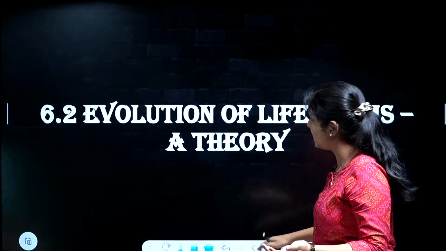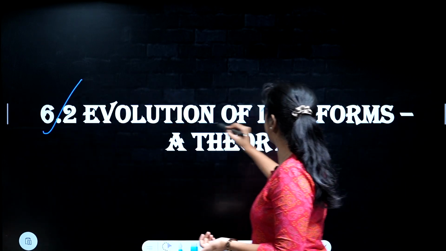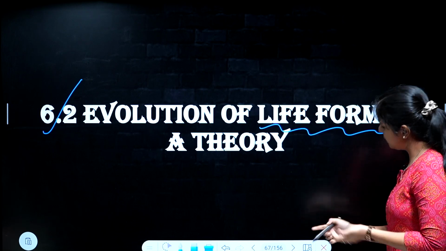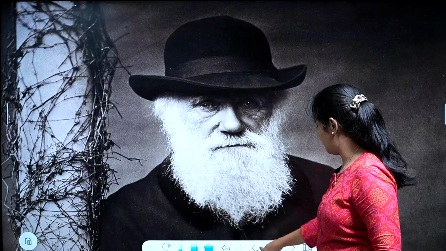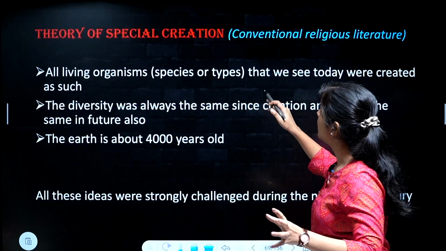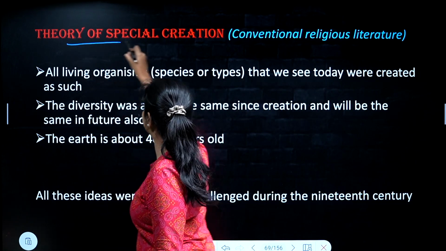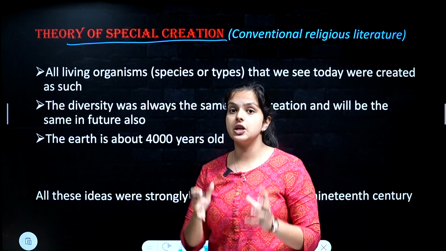And of course there were many theories. This comes under section 6.2, which is evolution of life forms. How did life forms evolve? There were many theories, and the first one, the most accepted one during that time, was of course some supernatural power, right? Some supernatural power brought life forms into this earth, and that was known as the theory of special creation.